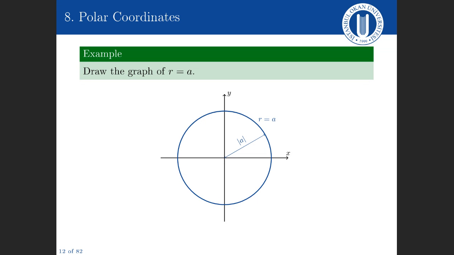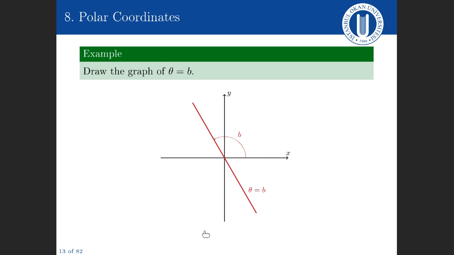We can talk about drawing the graph of a polar equation. For example, draw the graph of r is equal to a. This means that the distance from the graph to the origin must always be the same, must always be a or minus a. In other words, the distance from our graph to the origin must always be the absolute value of a. So we get a circle.